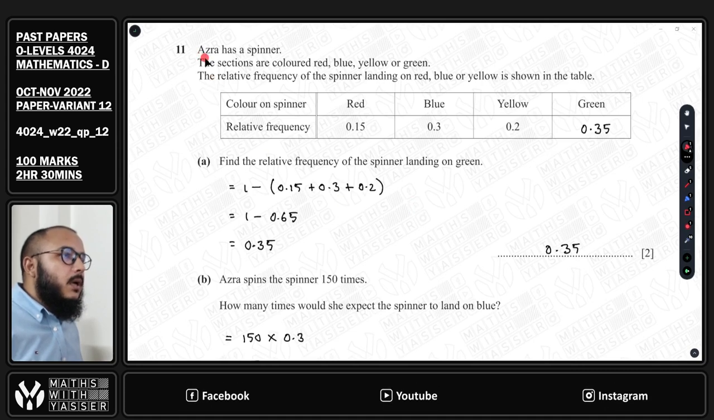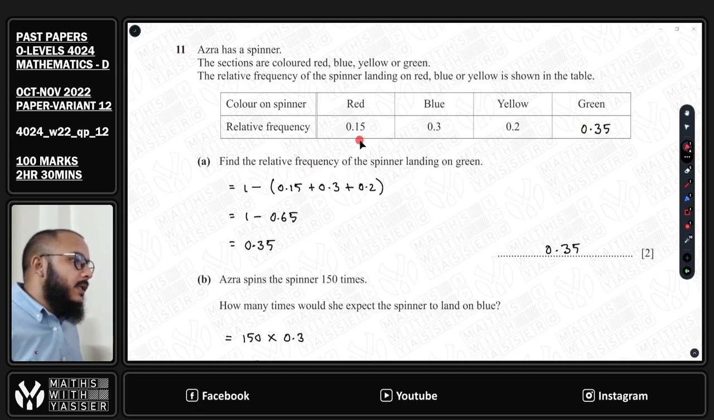Then we have question number 11. Azra has a spinner. The sections are colored red, blue, yellow, or green. The relative frequency of the spinner landing on red, blue, or yellow is shown in the table. Color on spinner: red, blue, yellow, green. So this is the table that we have over here, and their relative frequency is also provided. We are asked to find the relative frequency of the spinner landing on green.